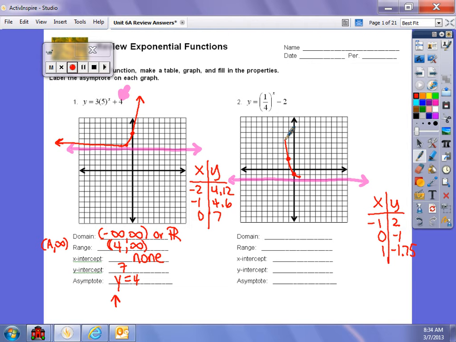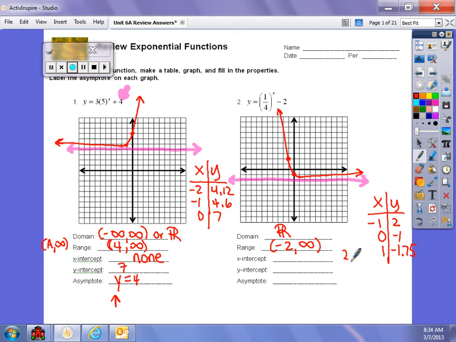Remember what I told you: try not to touch the asymptote. Okay, so there is your graph. Double arrows on both sides means that our domain is going to be all real numbers, or you can put -infinity to infinity. The range is from asymptote up to infinity.